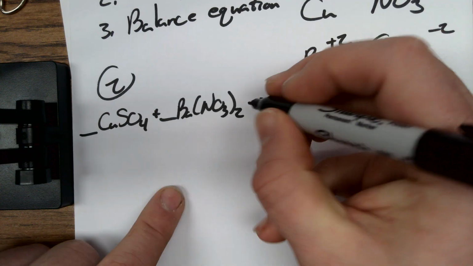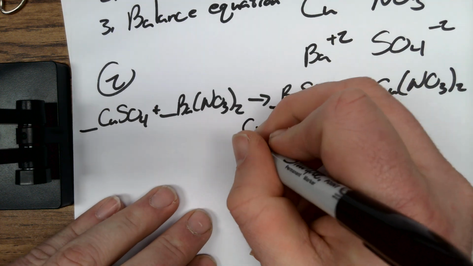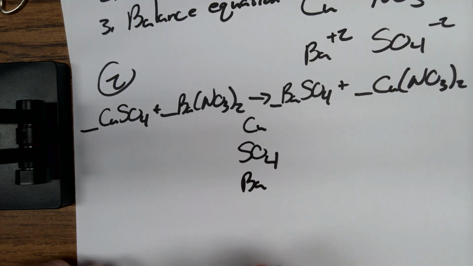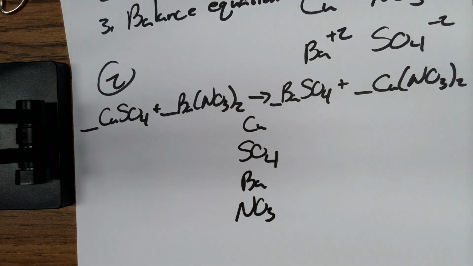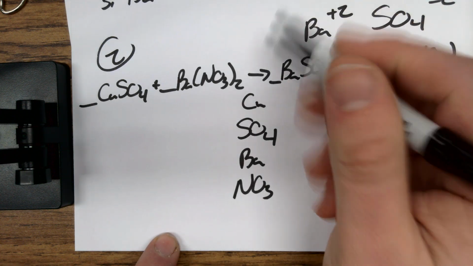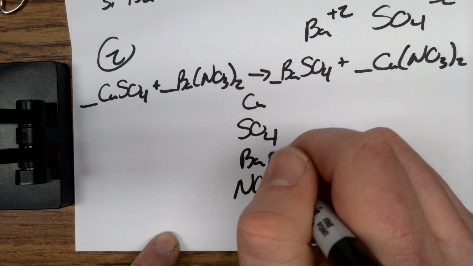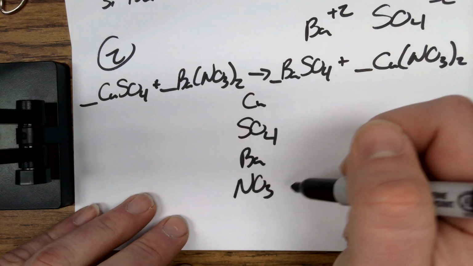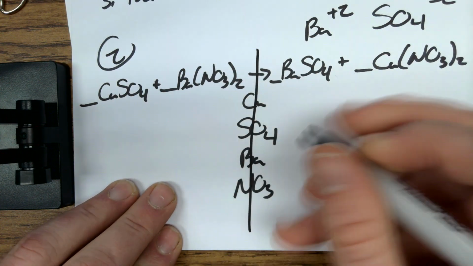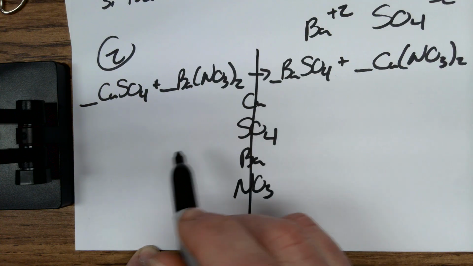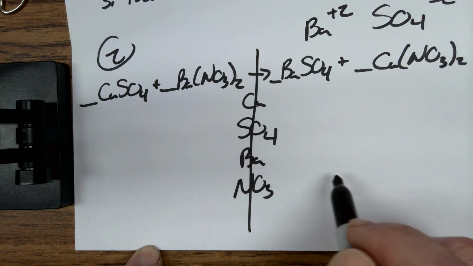What I can do is count my copper atoms, count my sulfate ions, my barium atoms, and my nitrate ions. So under the arrow, you're going to write out your 4 or 5, however many atoms you're dealing with. And usually it should be 4. You're going to make sure that I have the same number of copper on both sides, the same number of sulfate on both sides, the same number of barium on both sides, and the same number of nitrates on both sides.